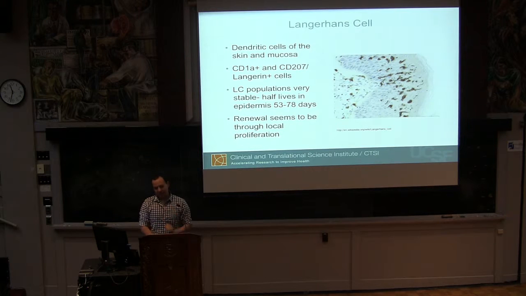So I think before we go a little farther, I'm going to talk a little bit about the basic biology behind all this. The Langerhans cells are the dendritic cells of the epithelial mucosa. Like I said, they do have CD1A and CD207. These are CD1A, CD207 positive cells. That's how they are defined histologically.